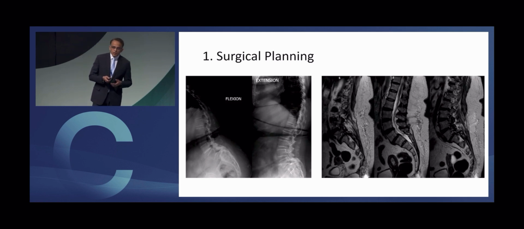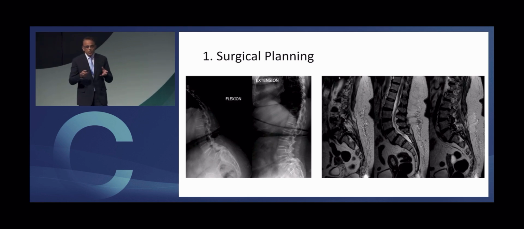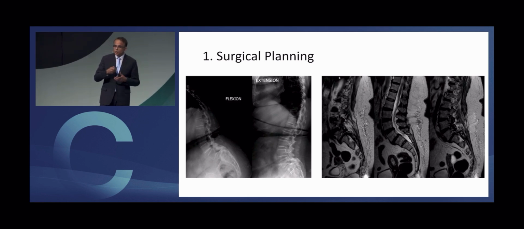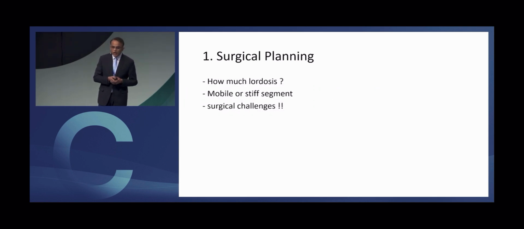lordosis. If you can see this particular X-ray and MRI, there is some subtle mobility, but more or less this is a very stiff segment. And to achieve lordosis in this patient, you will have to do a good release of soft tissues unless you want to achieve a kyphotic spine postoperatively. You also need to take into account the surgical challenges which you may encounter while doing these procedures.